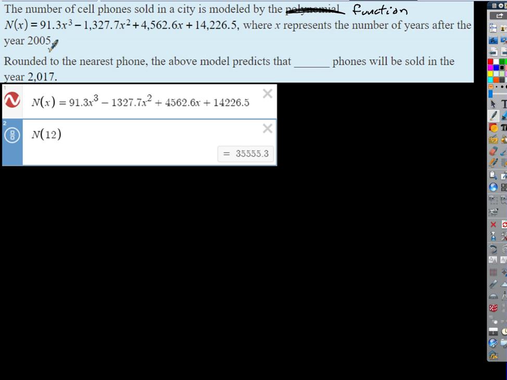So all we want to do here is, if we want to make a prediction of the number of phones in the year 2017, then we just got to figure out what value we're plugging in for X, right? To find the number of phones. So what number is that? Yeah, that just corresponds to X equals 12, doesn't it? So what do we do in Desmos? Row number 1, we just define the function, right? So here's the function.